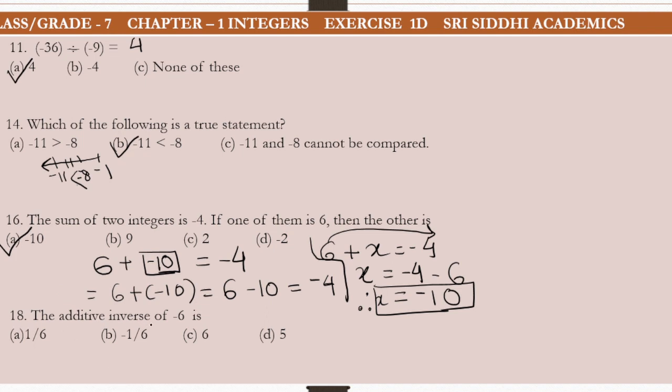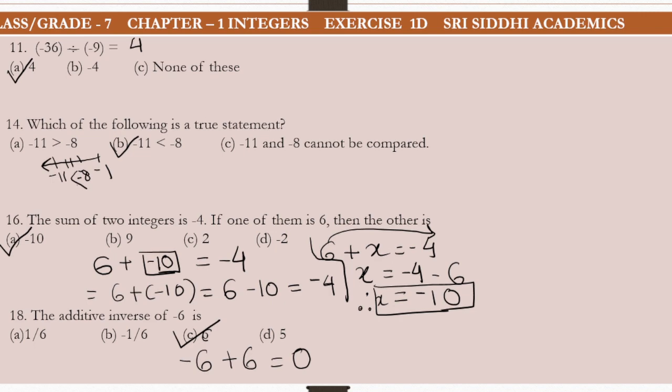18. The additive inverse of minus 6. Additive inverse means the number such that when we add it to the given number, it will become 0. So minus 6 plus 6, if we add, then it will be 0. So option C is the correct answer. The additive inverse in question 18 is option C, 6. Okay, let's solve other questions from the same chapter.